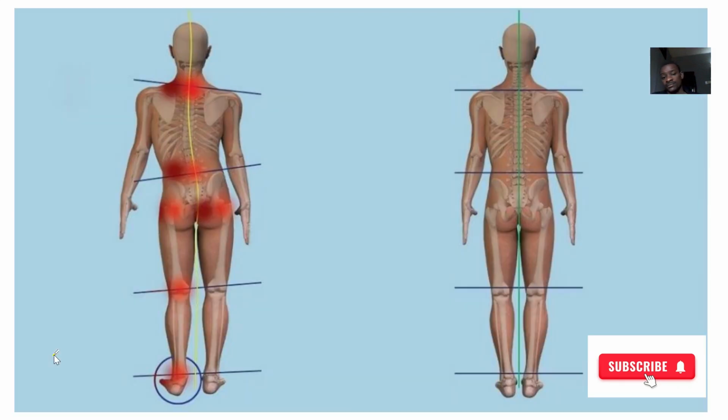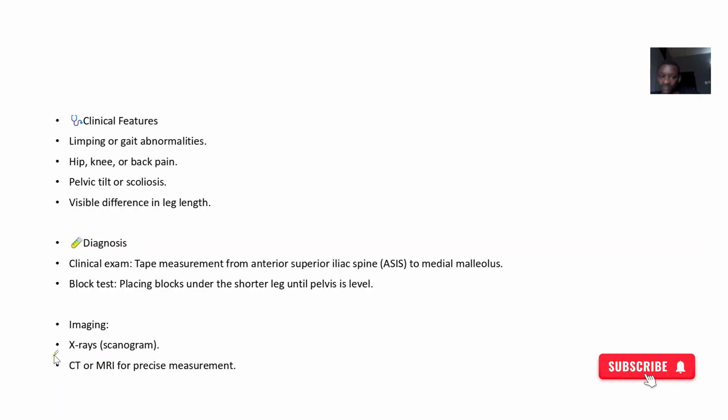So in such people, the way their hip is tilted, one side is higher than the other side. You call that the Trendelenburg sign, right? So clinical features: there's limping or gait abnormality, hip pain, knee pain, back pain, pelvic tilt or scoliosis. Then there are visible differences in the leg length.